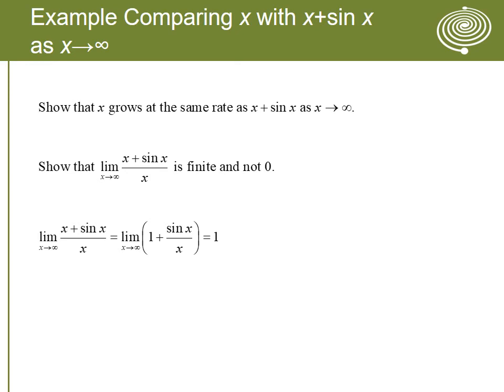So we have obtained a fixed real number L, which is equal to 1, as the limit of x plus sine x over x. So this proved that x plus sine x and x are growing at the same rate.